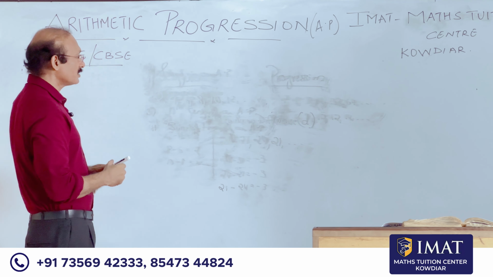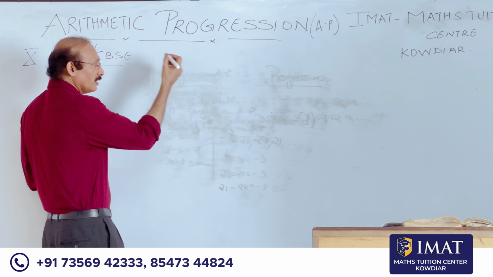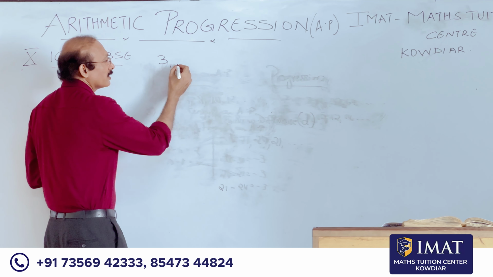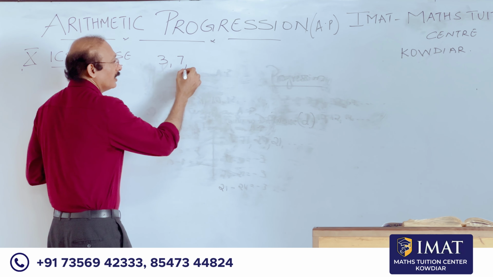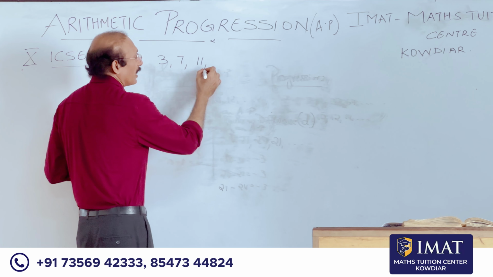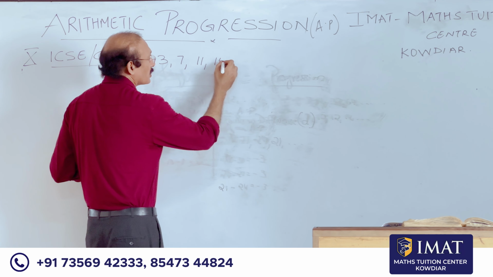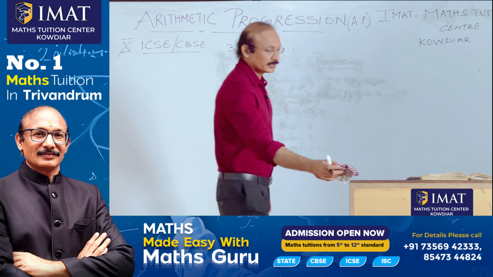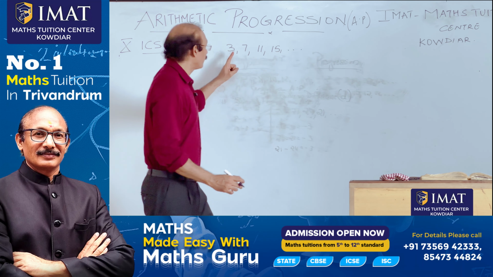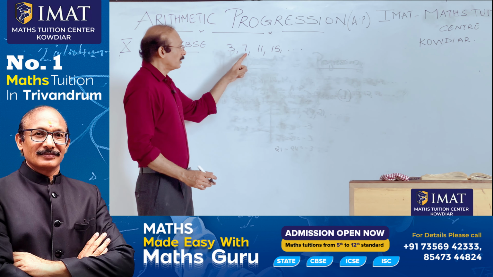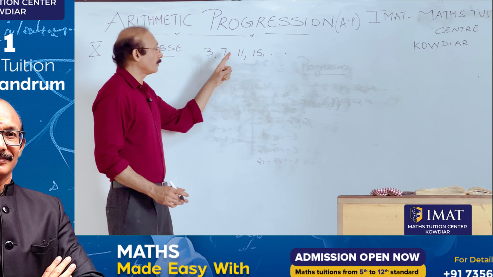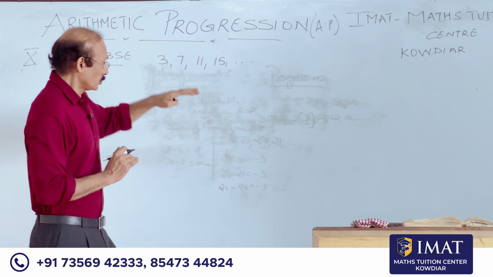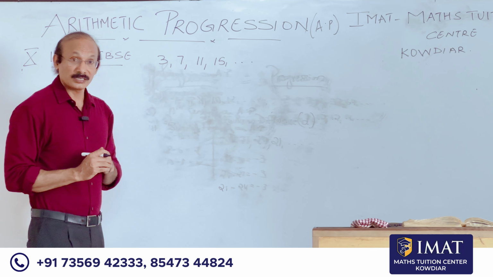See, I'll just take another example. Say, let me take the first term as 3. Let me take the next term as, say, 7. The next term as, say, 11. The next term as, say, 15, etc. See, you're seeing this progression. This is an arithmetic progression, yes or no? Here the first term is 3. The difference 7 minus 3 is 4. 11 minus 7 is 4. 15 minus 11 is 4. So you see that the difference is the same. So you can call this an arithmetic progression.